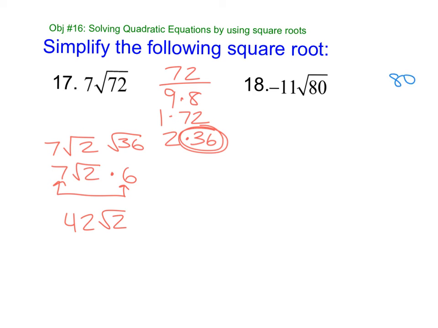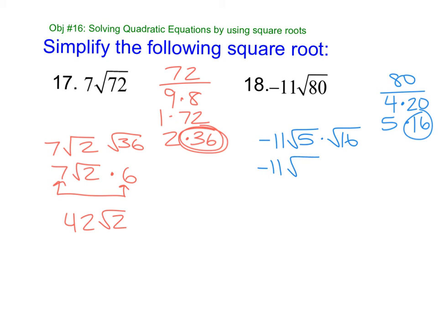80. What perfect square goes into 80? Is it 4 and 20? A lot of kids say 4 and 20, or is there a bigger one? There is a bigger one, 5 and 16. So negative 11 root 5 root 16. I don't know the square root of 5, so we rewrite it. The square root of 16 is 4. So negative 44 root 5.